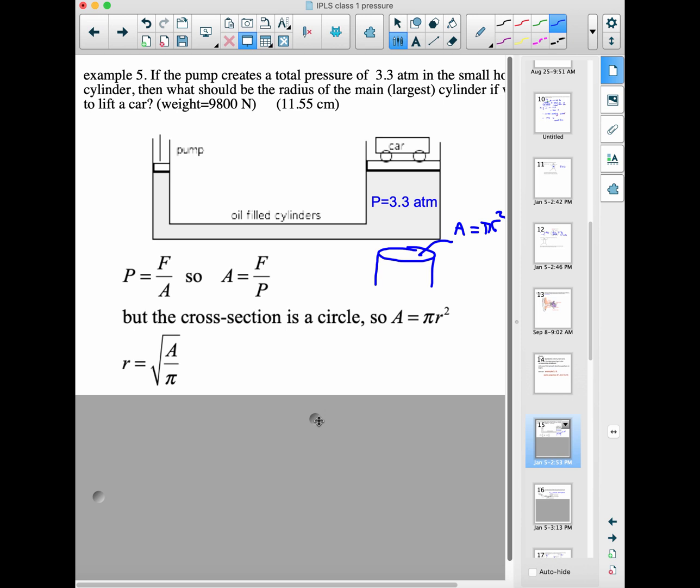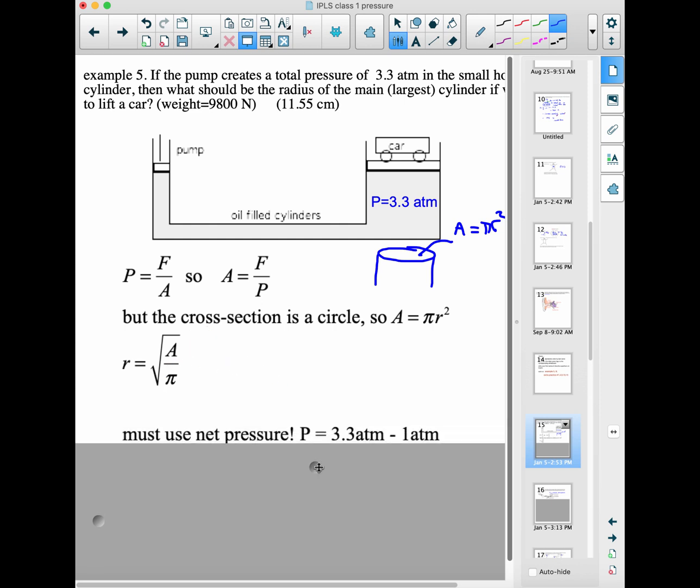So I did the algebra here. The area is pi r squared, so solving that for radius, you get this expression. And the trick here is to get the right area, you actually have to use the net pressure, just like the example we just did with the water bottle. Yes, the pressure of the hydraulic fluid is 3.3 atmospheres, but of course there's 1 atmosphere of air pressure on the outside, pushing down on the piston. So the net pressure will actually be 2.3 atmospheres.